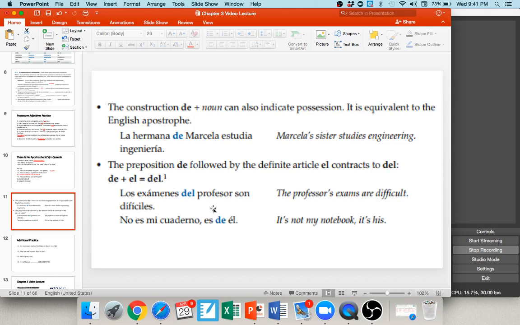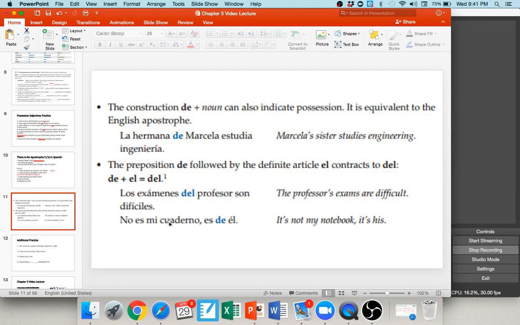De and el, the E's just kind of run together. And it becomes hard in natural speech to pronounce those. De, el, it just runs together. Del sounds better. So you can still say de la, no problem with that, but de and el becomes del. For example, the exams of the professor are difficult. Los exámenes de el profesor son difíciles.